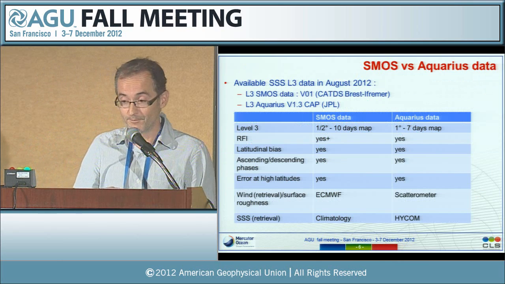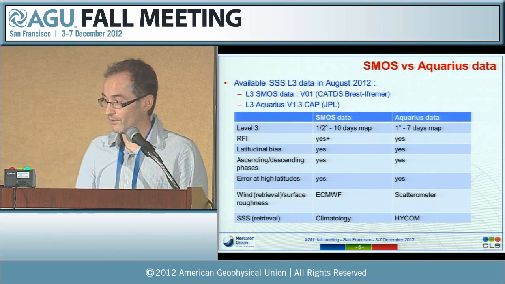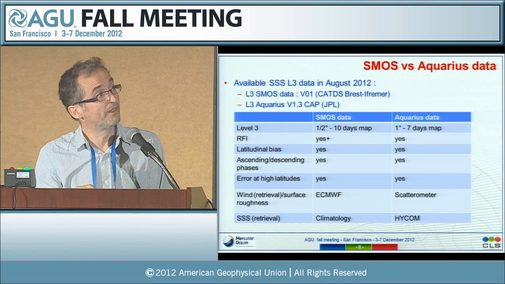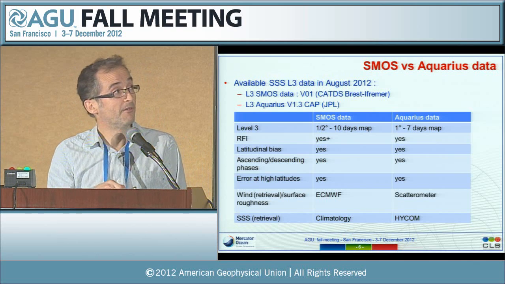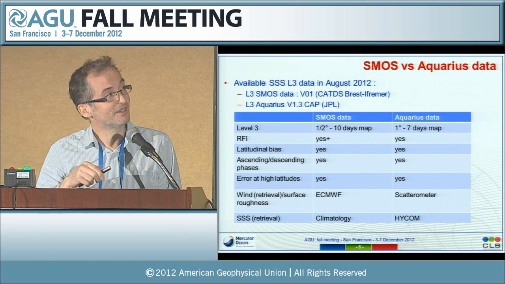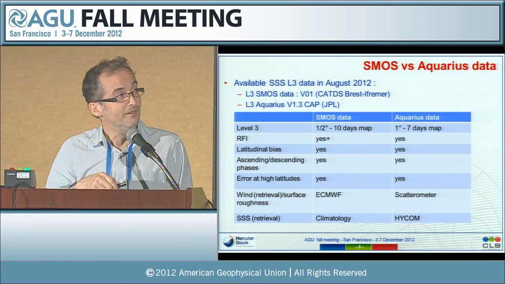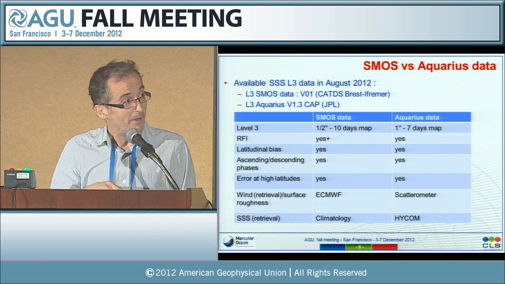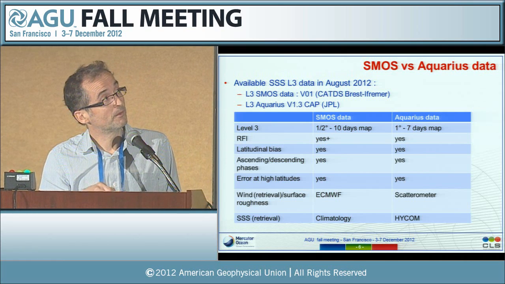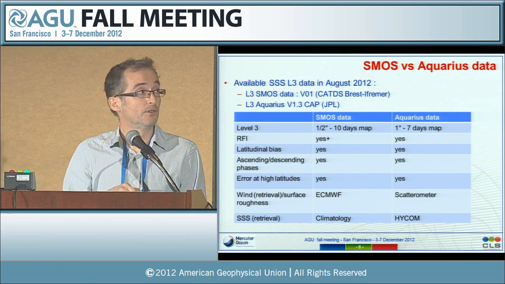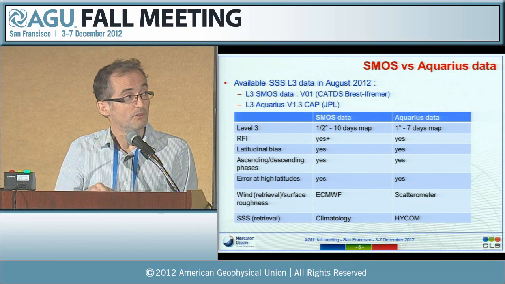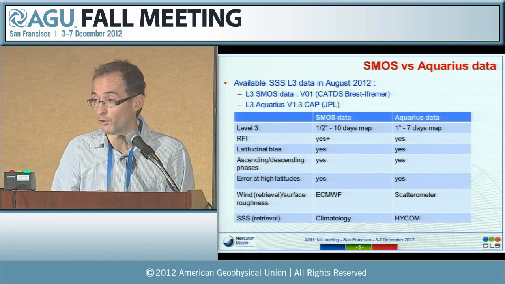Now we decided to start with Aquarius data for mainly 2 reasons. Because in both data they have problems with RFI, they have problems with latitudinal bias, they have problems with ascending and descending phases, and they have problems at high latitude. But in the Aquarius data, for the CAP algorithm we chose, as you have seen before, there is less uncertainty with the surface smoothness if we use the scatterometer.